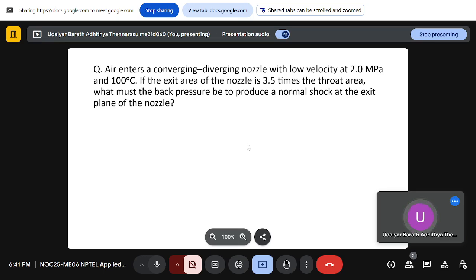So what is given is a converging diverging nozzle, and the velocity is low at inlet, the pressure is 2 megapascal and the temperature 100 degrees Celsius. They are saying the exit area is 3.5 times the nozzle throat area. So what should be the back pressure, that is the exit pressure P, to produce a normal shock at the exit plane of the nozzle?